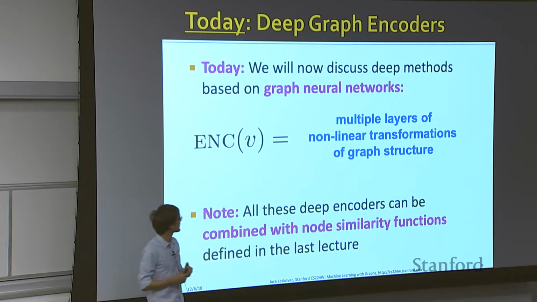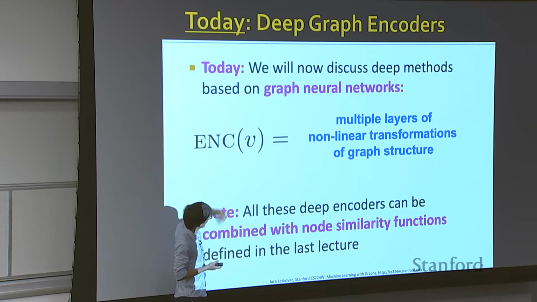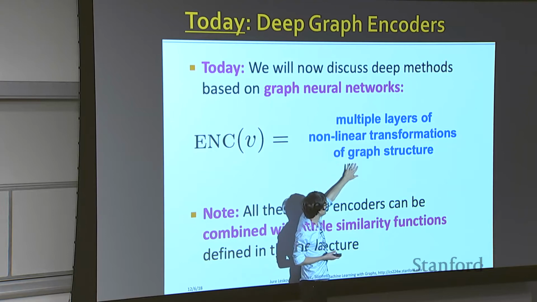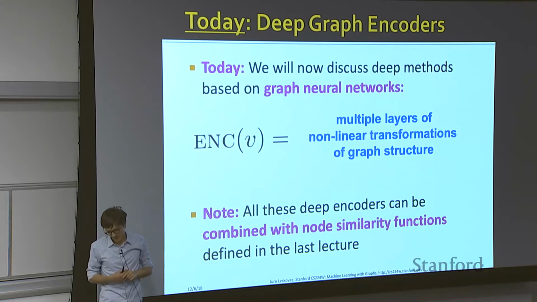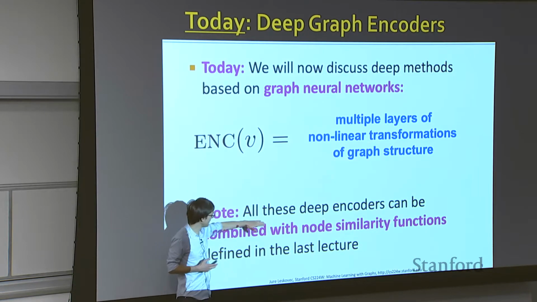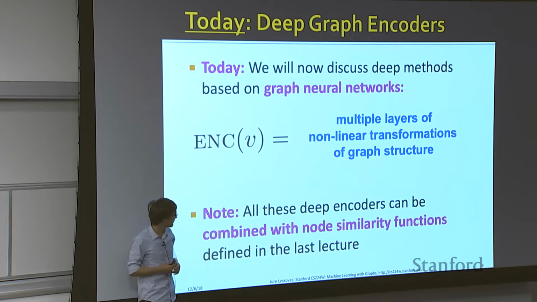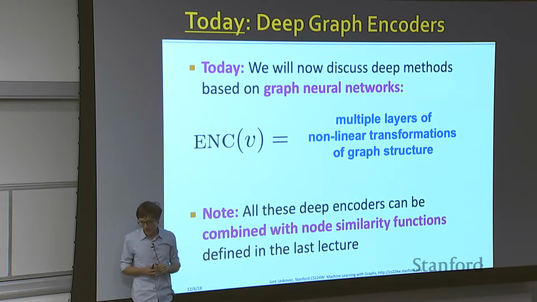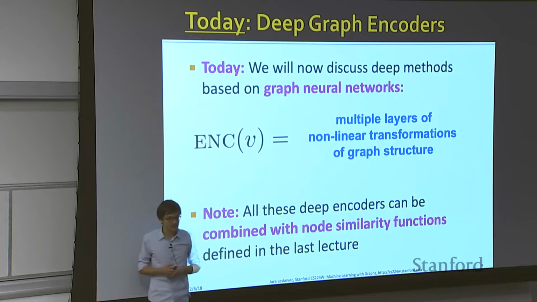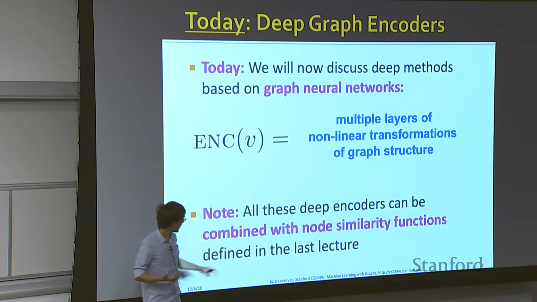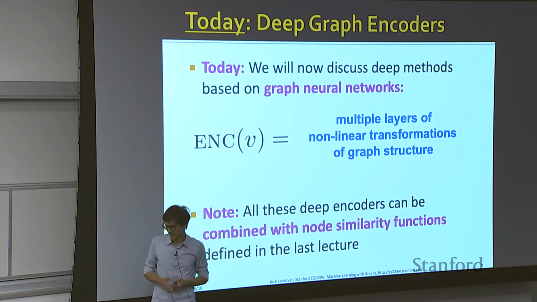So today we are going to talk about what we call deep graph encoders. The idea is that we want to take neural networks, generalize them to graphs, and be able to say how I encode a node. I encode the node through multiple layers of nonlinear transformations of the graph structure. Whatever this means, we'll make it precise. The important point is that these deep encoders can be combined with any graph similarity function, even those defined in the last lecture. So basically what we'll talk about today generalizes what we talked about last time.